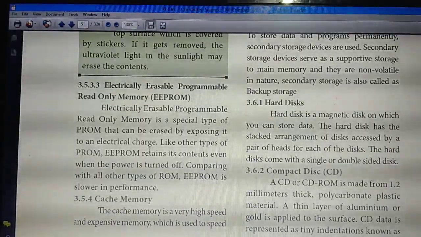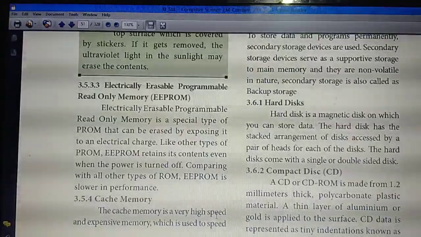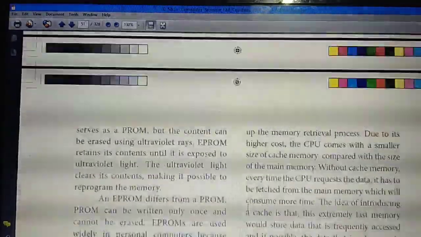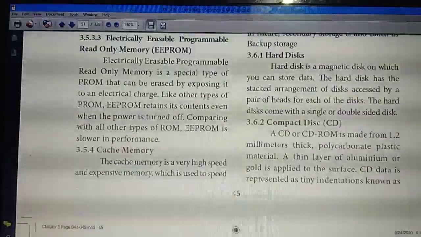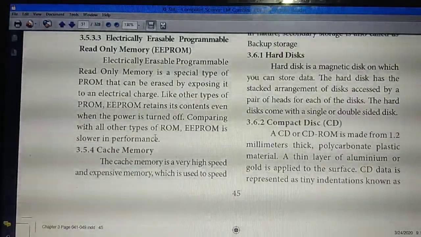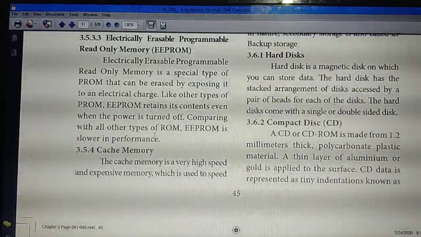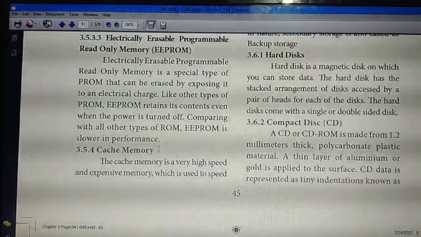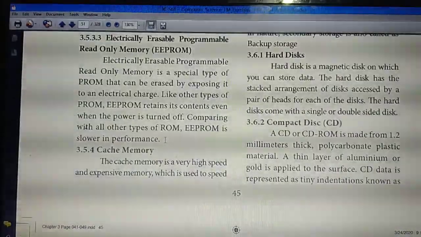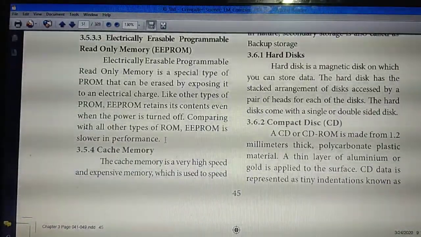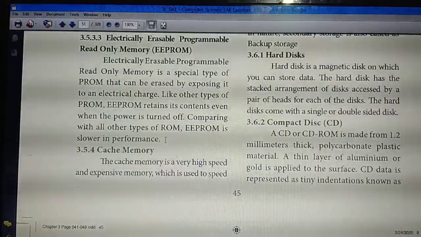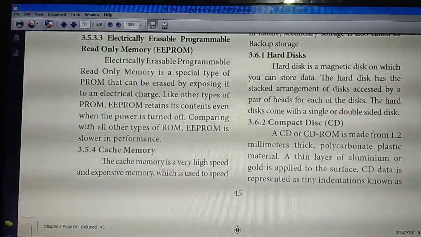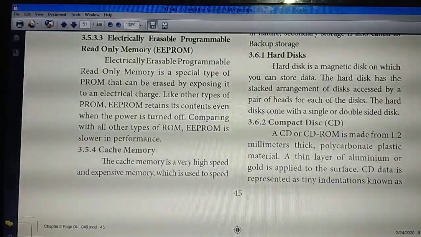EEPROM you should write fully. So up to here, before the cache memory. ROM, PROM, EPROM, EEPROM, up to here you should write. Understand? This is a very, very important question. That is up to this third chapter, so it is getting over. I have marked the question answers for the third chapter also, so please study this chapter thoroughly.